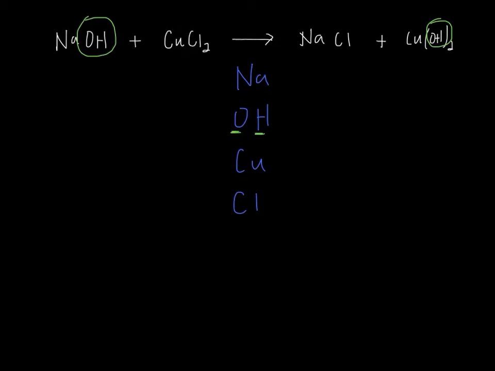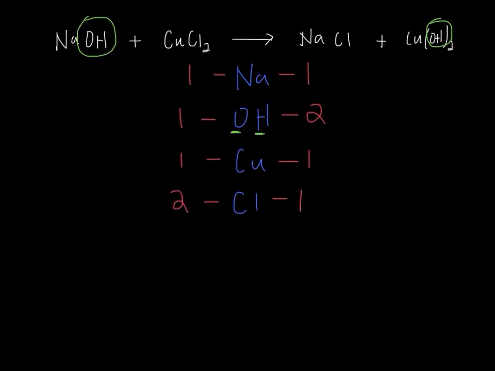So when I go to take inventory now, on my reactant side I have 1 sodium, on my product side I have 1 sodium. On my reactant side I have 1 hydroxide, on my product side I have 2 hydroxides. On my reactant side I have 1 copper, product side I have 1 copper. On my reactant side I have 2 chlorines, and on my product side I have 1 chlorine. So now I'm going to take a look at what's unbalanced. My hydroxides are unbalanced and my chlorines are unbalanced.